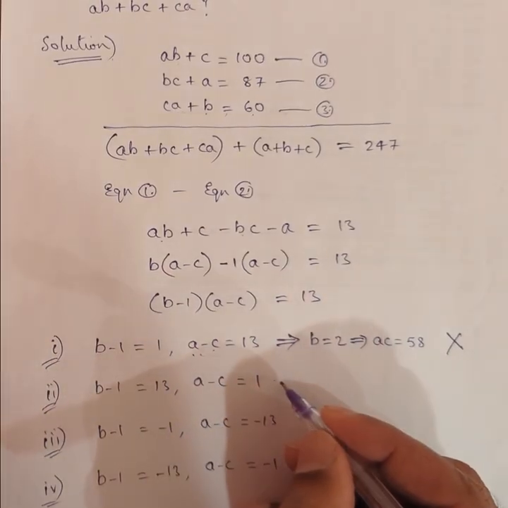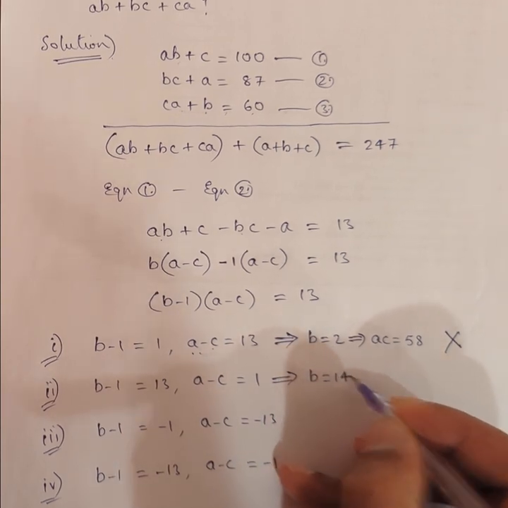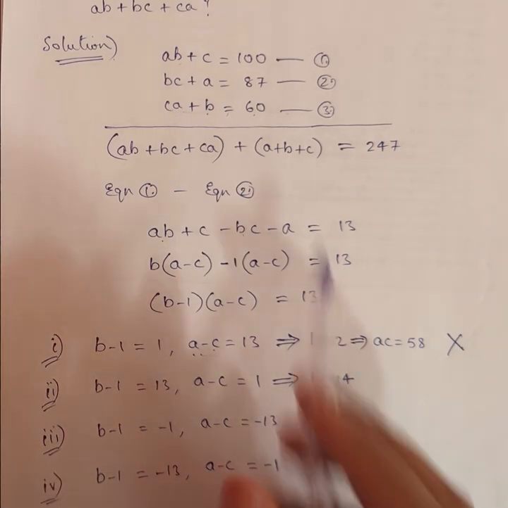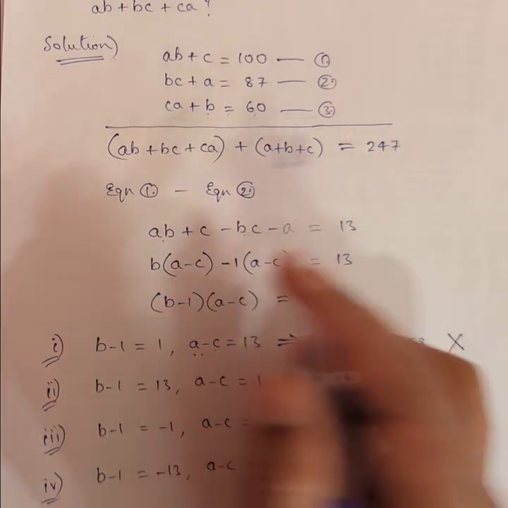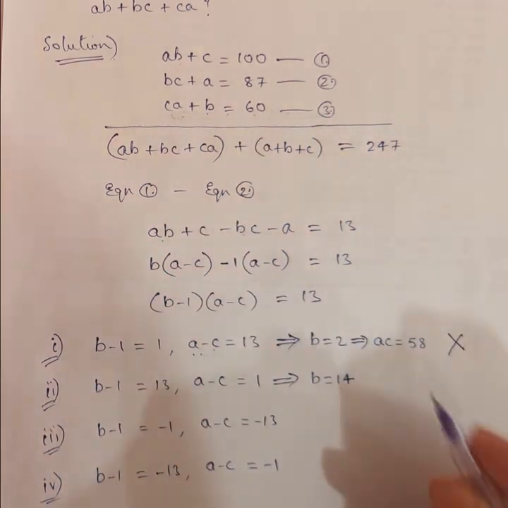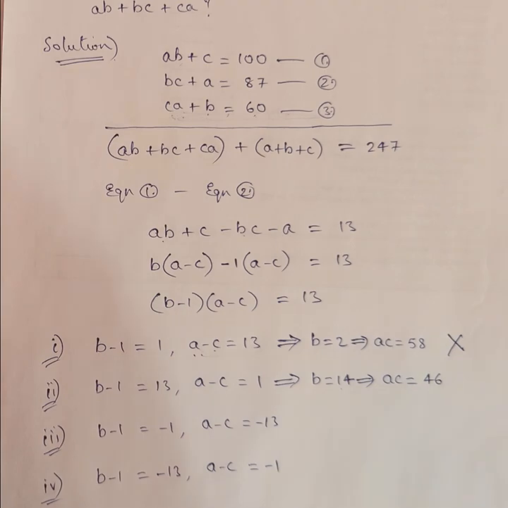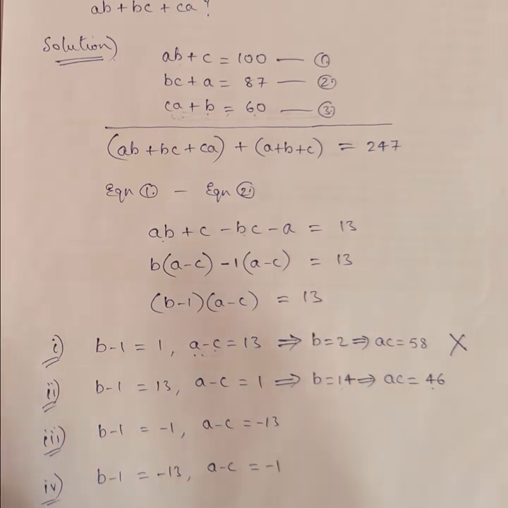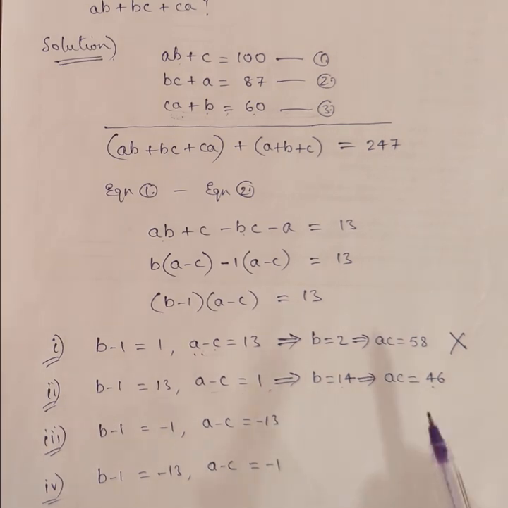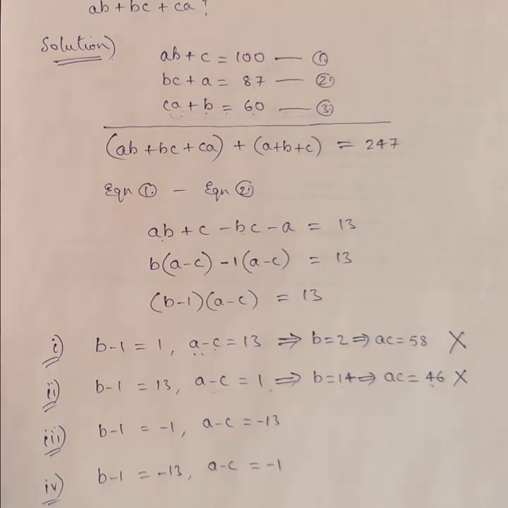All right, let's check this one. b minus 1 is 13, which means b is 14. So if b is 14, then again, let's look at this equation. ca would have to be 60 minus 14, which is 46. And 46 can be obtained only from 2 times 23 or negative 2 times negative 23. And a minus c is 1, so a and c should be only 1 apart. So this is also ruled out because 2 and 23, or negative 2 and negative 23, are too far apart.